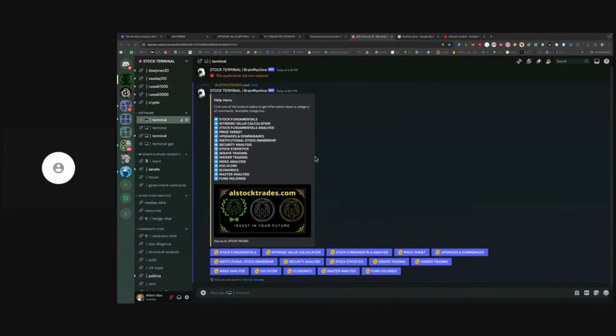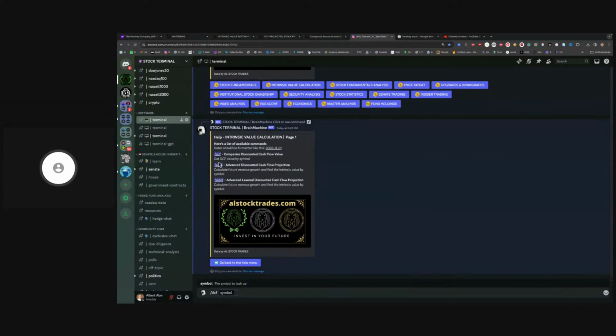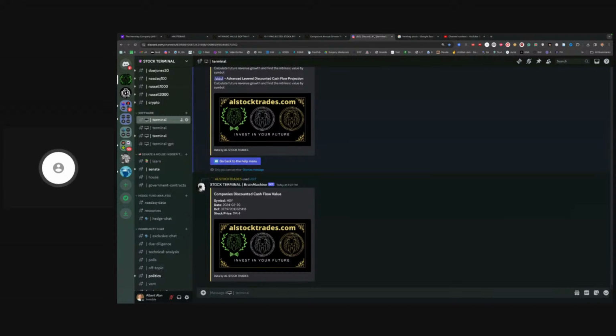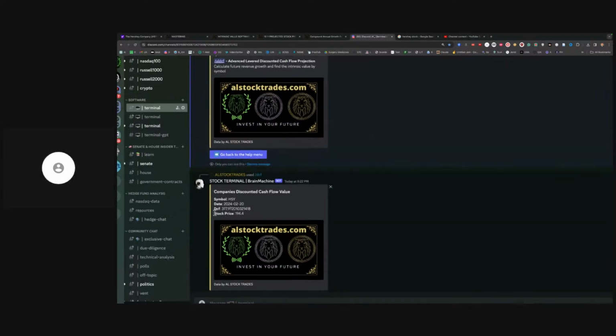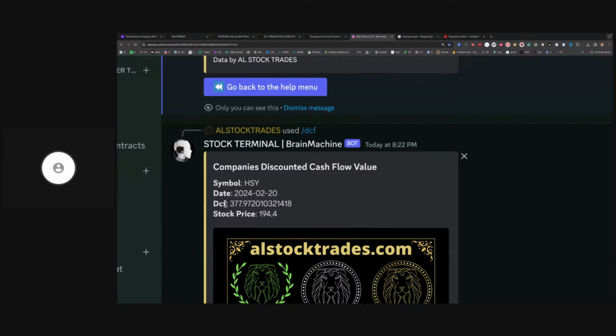So the next step is you want to go to intrinsic value calculation. You click that button, right? Now you have three different types of DCFs: the company's discounted cash flow value, the advanced discounted cash flow value, and the advanced leverage discounted cash flow value projection. Let's say you click on it and type in the Hershey stock, HSY, and you get a DCF price target of $377. But then you get a stock price of $194.